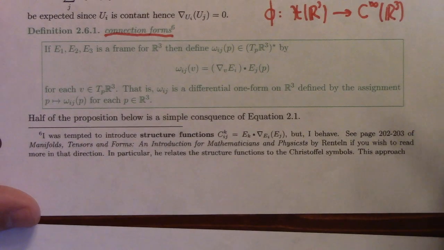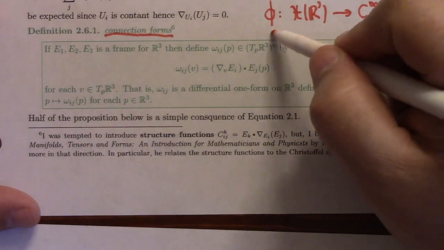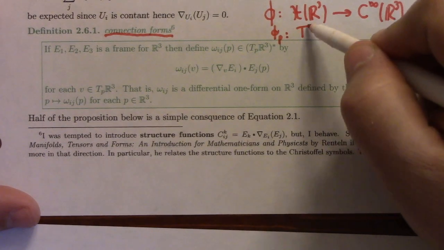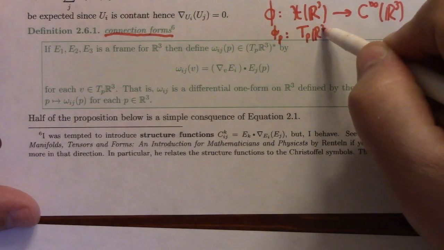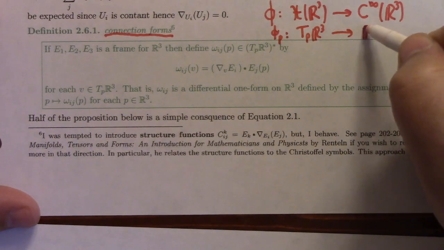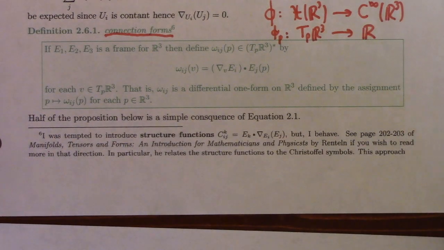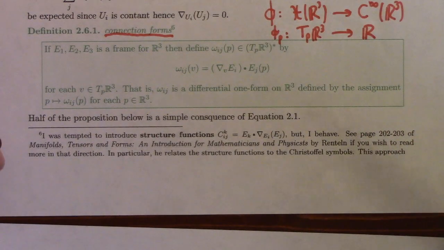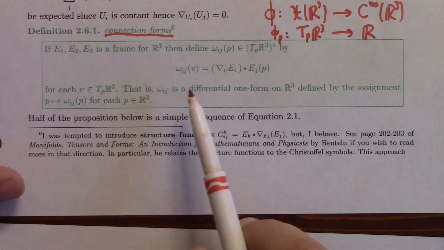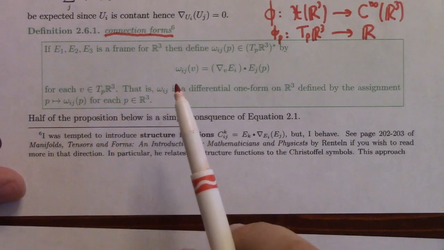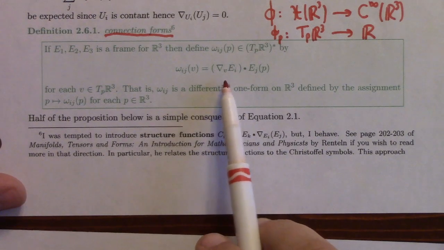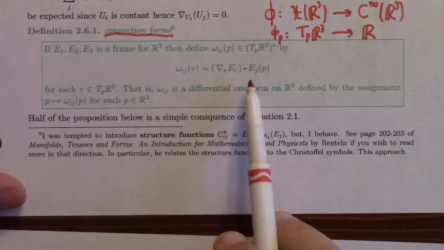If we did it at a point, a differential form at a point, then it would be from the tangent space. It would take a vector in and spit out a number, right? That would be a differential 1-form. And these are in fact connection 1-forms. And they're defined as follows. The omega_ij is equal to the covariant derivative of e_i in the v direction dotted with e_j. And this is, of course, all at the point p.